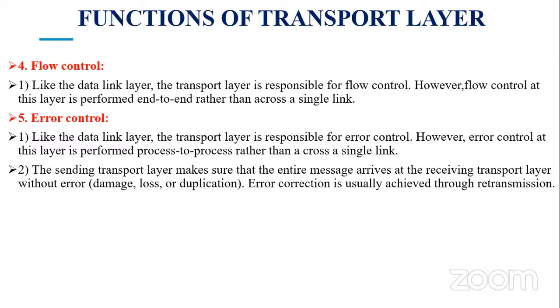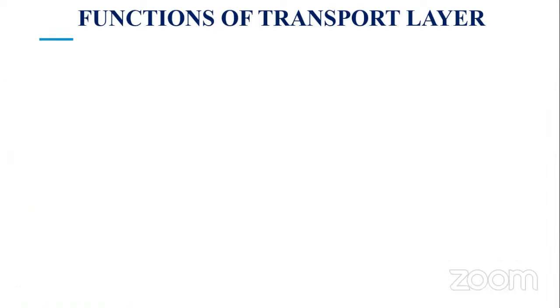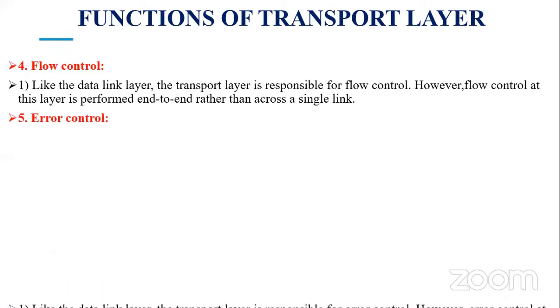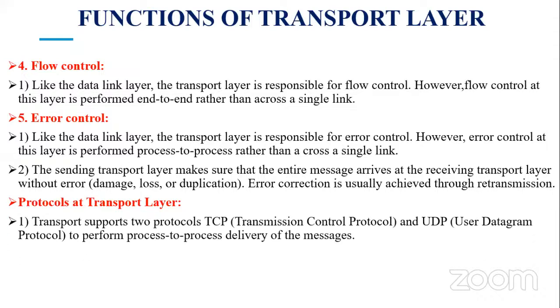Next, this one, protocols at transport layer. You have to define what are the functions of the transport layer. You may get this question in the exam. Service endpoint addressing, segmentation and reassembly, connection control, flow control, and error control. And there are some protocols at the transport layer. If you want to write, you can write. There are two types of protocols used in the transport layer. One is TCP, Transmission Control Protocol, and another is UDP, User Datagram Protocol.